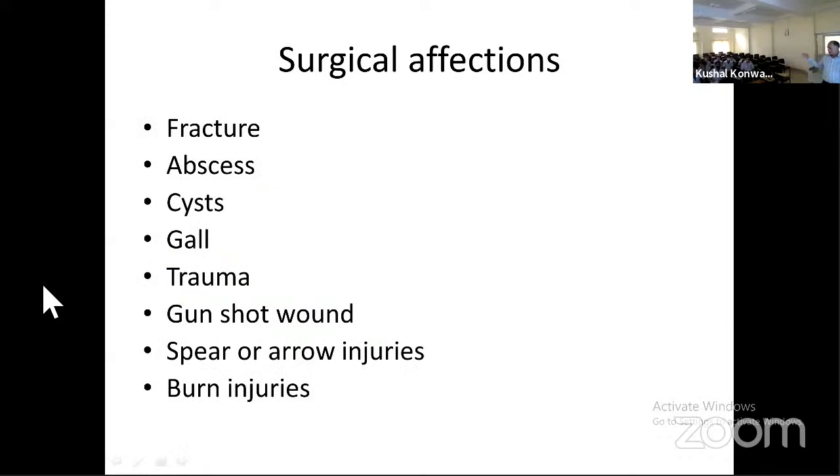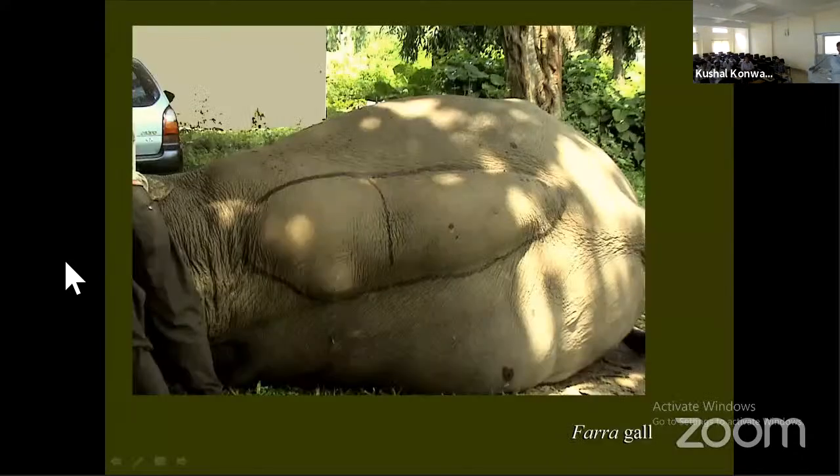Surgical affections are also many. You have fracture, abscess, cyst, gall, trauma, gunshot wound, spear and arrow injury, burn injury. You name anything, you find them in elephants. So here you can see a peculiar case, the whole back of the elephant is involved. This is called Farah gall.